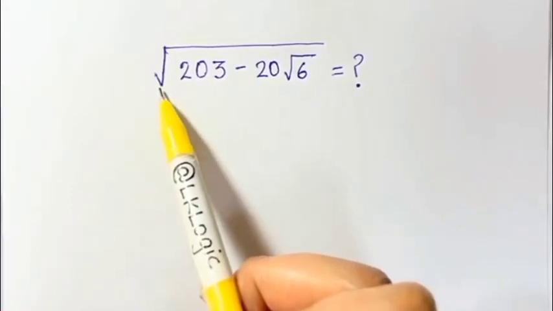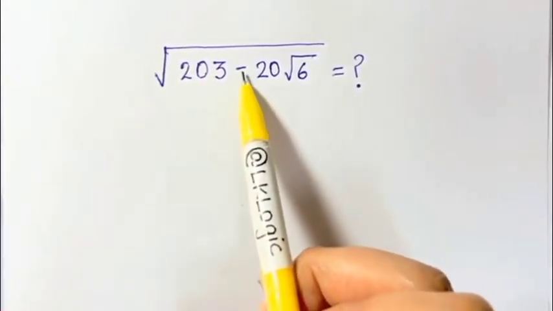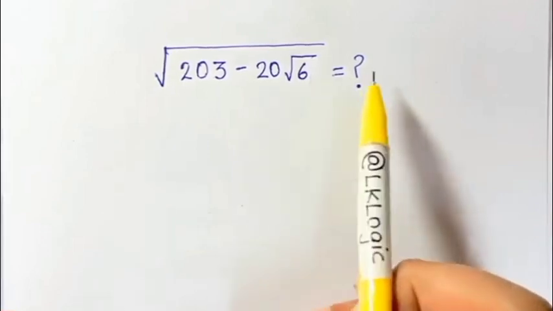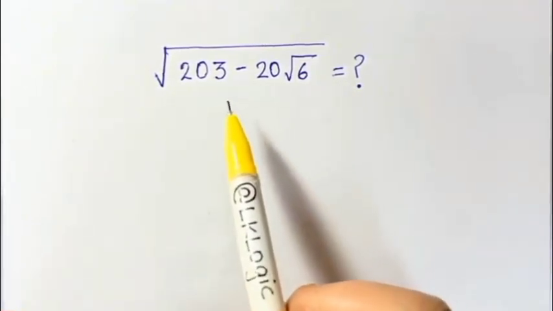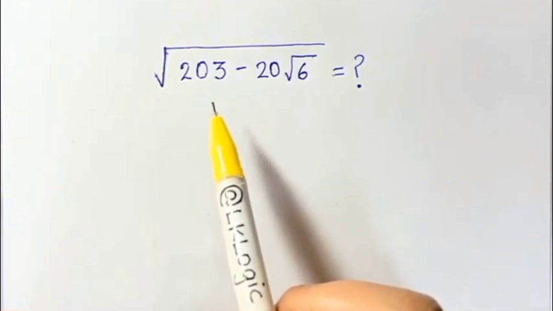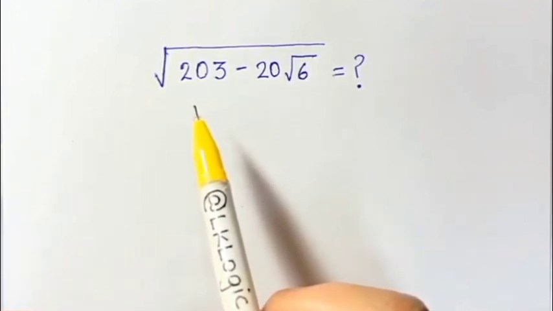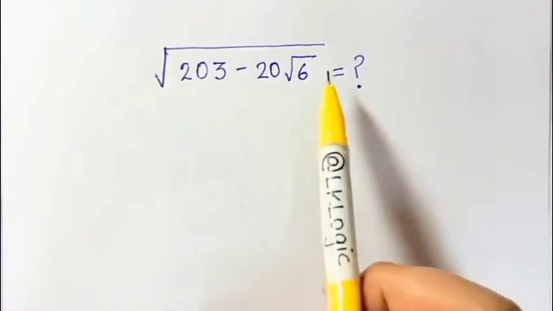Nice radical problem, which is square root of 203 minus 20 root 6 equals what? And you don't need to use a calculator here. It's very simple but tricky. So let's see how we can solve this question. So what do you have here?